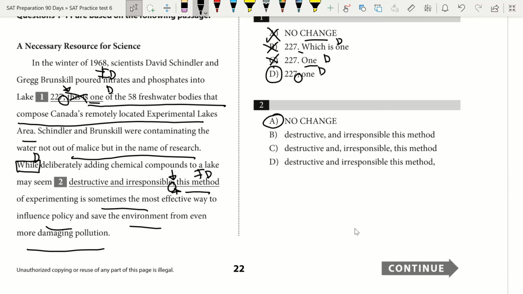A is correct there. Let's run through why B through D are incorrect real quick. We don't want to put a comma in a list of two. "Destructive and irresponsible," that's a list of two. We don't put a comma after one of them. We don't split it up. C, putting one after "and" like this, we don't put one after "and" right there. C is incorrect. D, "destructive and irresponsible." This method, our dependent clause ends after "irresponsible," and our independent clause starts here. So that comma needs to come after "irresponsible," not after "method." So D is incorrect as well.